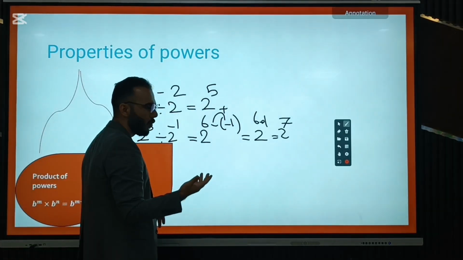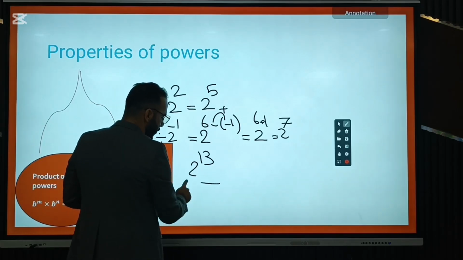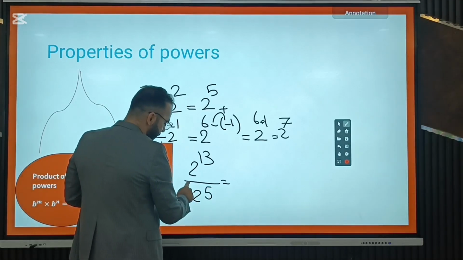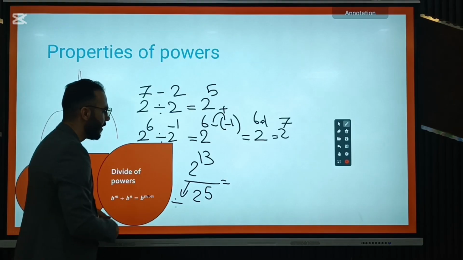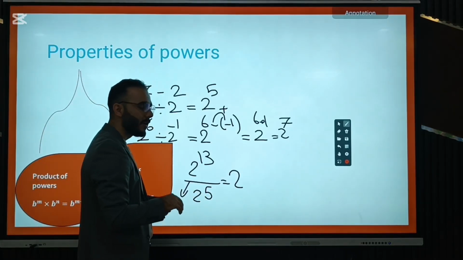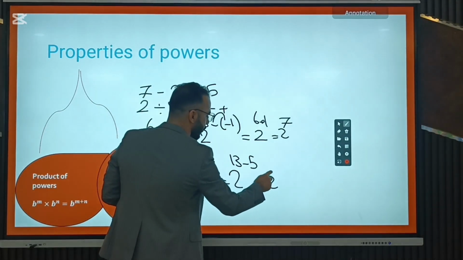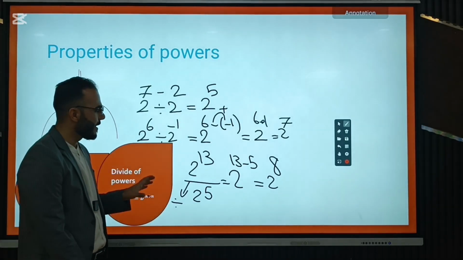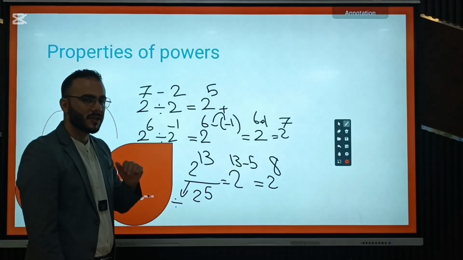As a fraction, you can show the quotient rule. For example, 2 to the power of 13 over 2 to the power of 5. That quotient bar means divide. So keep the base, don't change it. 13 minus 5 is equal to 8, so it's 2 to the power of 8. That is how we are going to act in divide of powers. Keep the base and subtract the exponent.